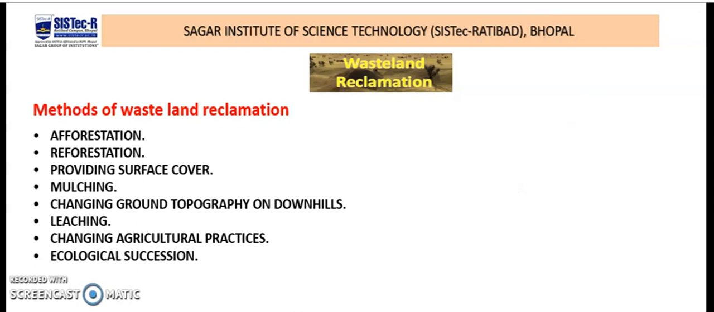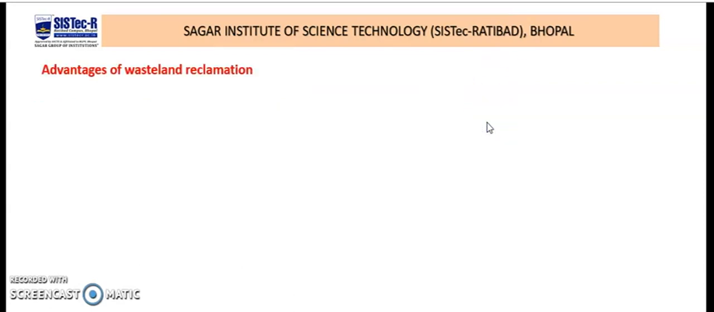Next is ecological succession. It refers to the natural development or redevelopment of an ecosystem which help in reclaiming the mineral deficient soil of wasteland. Now, advantages of wasteland reclamation.